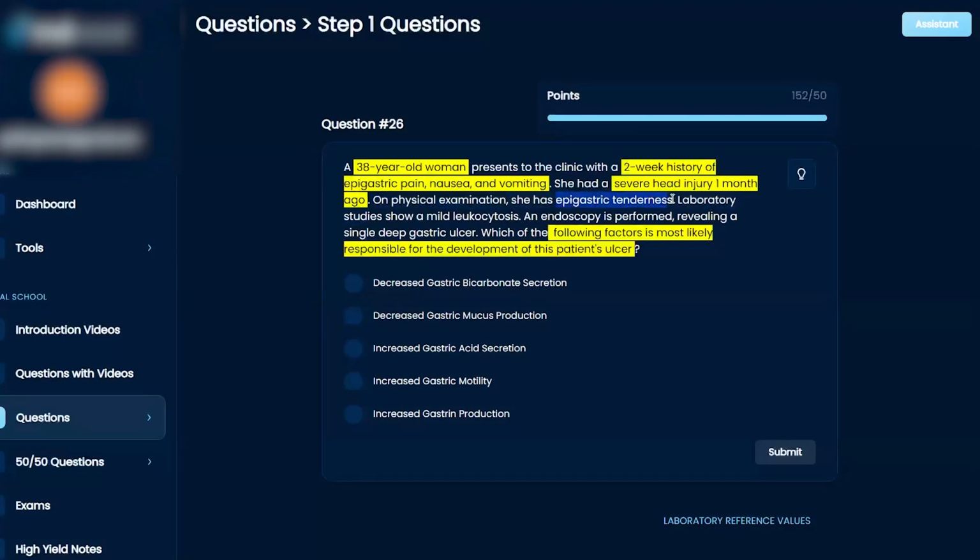Which of the following factors is most likely responsible for the development of this patient's ulcer? So the big thing that pops out to me is that this is a woman who had a head injury 1 month ago. In head injuries, I think there's a connection where acetylcholine can increase gastrin production and gastric acid secretion. Maybe there's a connection where it's constantly stimulating the gut to do that. So right now my gut is leaning more towards increased gastric acid secretion.